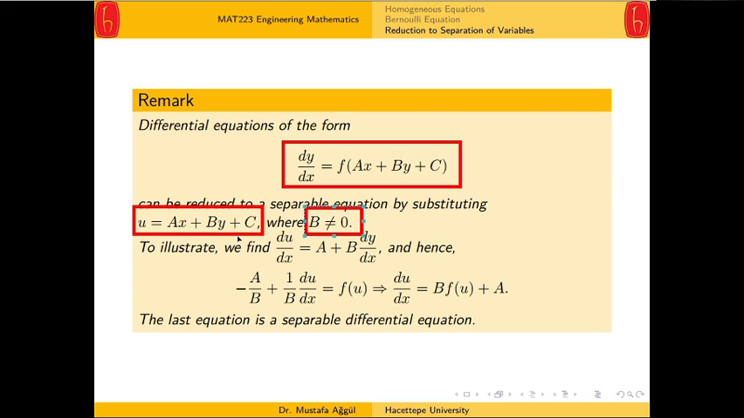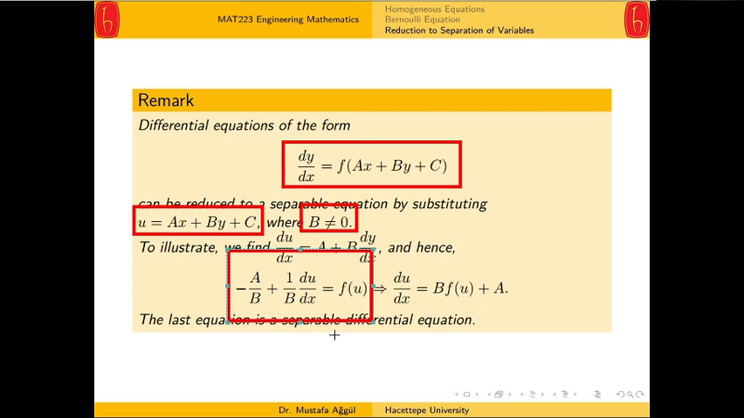If we take the x derivative, du/dx is equal to a plus b times dy/dx, and c goes away because it is just a constant. If we solve for dy/dx, we see this is our dy/dx. And then on the right hand side we have f of u, because this expression is basically equal to u.